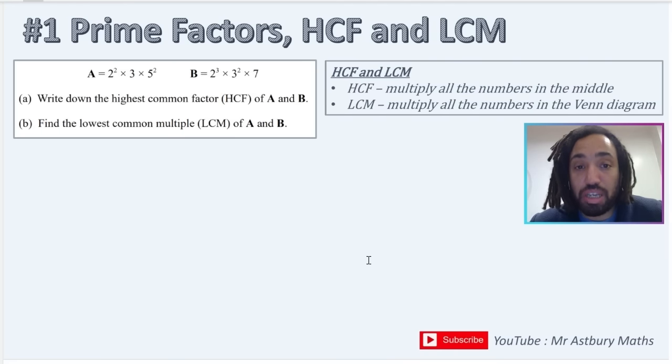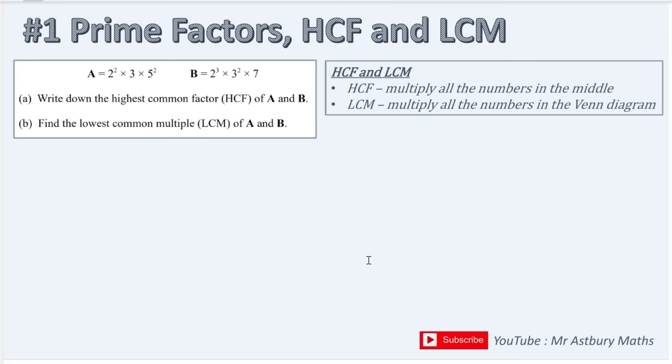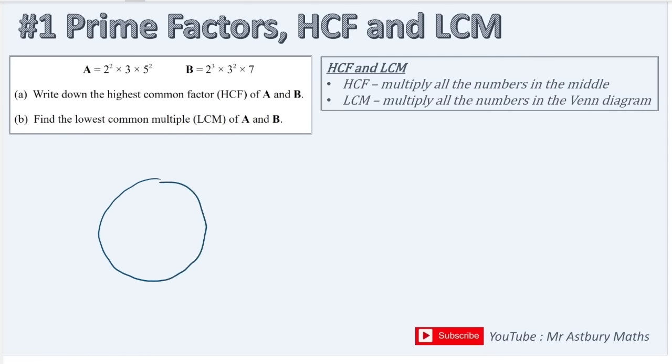Okay, my top tip for working out highest common factor and lowest common multiple is to draw a Venn diagram. The highest common factor is all the numbers in the middle multiplied, and the lowest common multiple is all the numbers in the Venn diagram multiplied. Right, let's do an example. So I'll draw a Venn diagram like such. I would label this A and this B.